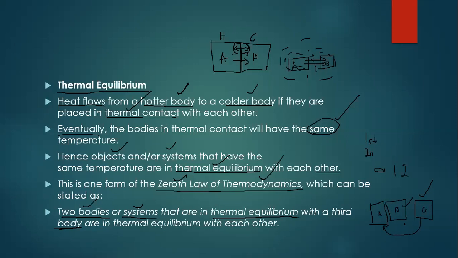It looks simple, but actually it required a lot of science to come up with this law. If this is in thermal equilibrium with that one, and this is in thermal equilibrium with that one, we expect that this should also be in thermal equilibrium with that one. So if two bodies or systems are in thermal equilibrium with a third body, they are in thermal equilibrium with each other. We expect body A, body B and body C to be all in thermal equilibrium.